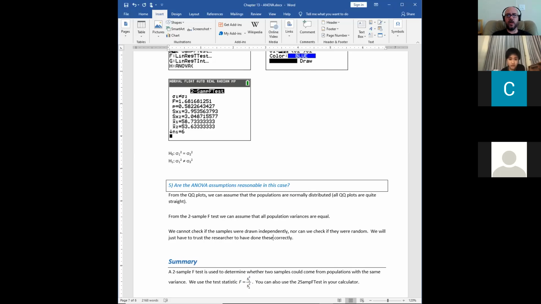Again, if you were doing this in real life, like if you were really checking over somebody's work, you wouldn't just trust. You would ask them, how did we get these samples? How did you determine them? Oh, you took them all on the same day? Well, those are probably not independent. That's not a good idea.